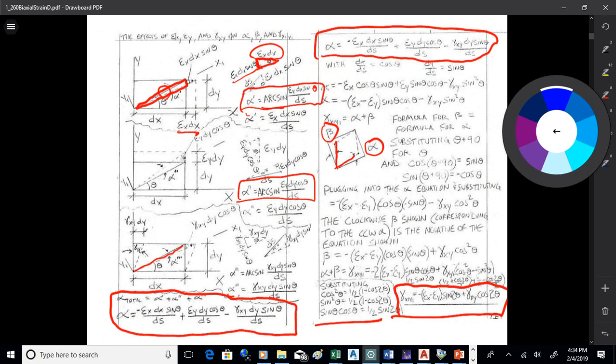Now the next page gets even a little bit messier. So are we good with what I just did there? The emphasis again, we're engineers, we'll use it. We're not going to derive it, we're going to use it. That's the idea.